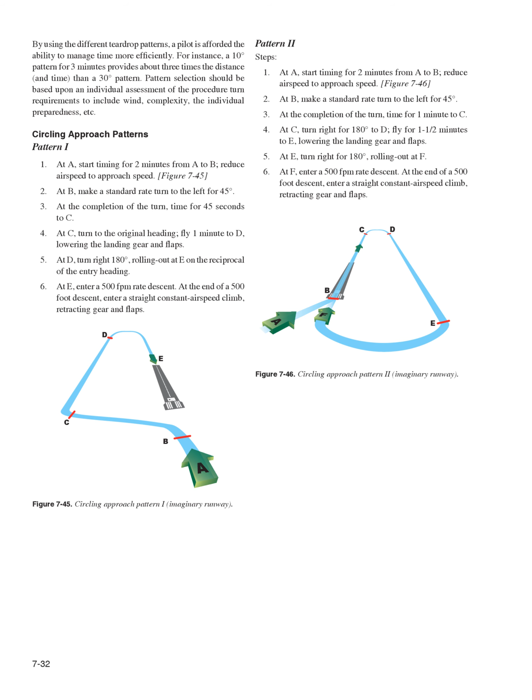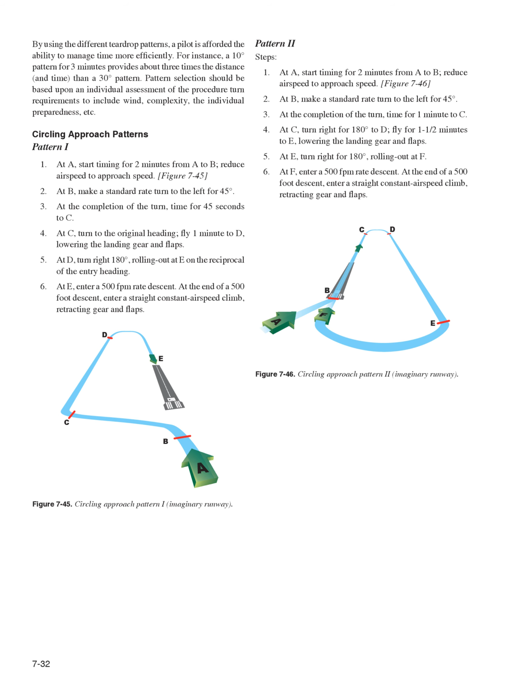Circling approach patterns. Pattern I, 1. At A, start timing for 2 minutes from A to B, reduce airspeed to approach speed. Figure 7-45. 2. At B, make a standard rate turn to the left for 45 degrees. 3. At the completion of the turn, time for 45 seconds to C. 4. At C, turn to the original heading, fly 1 minute to D, lowering the landing gear and flaps. 5. At D, turn right 180 degrees, rolling out at E on the reciprocal of the entry heading. 6. At E, enter a 500 fpm rate descent. At the end of a 500-foot descent, enter a straight constant airspeed climb, retracting gear and flaps.